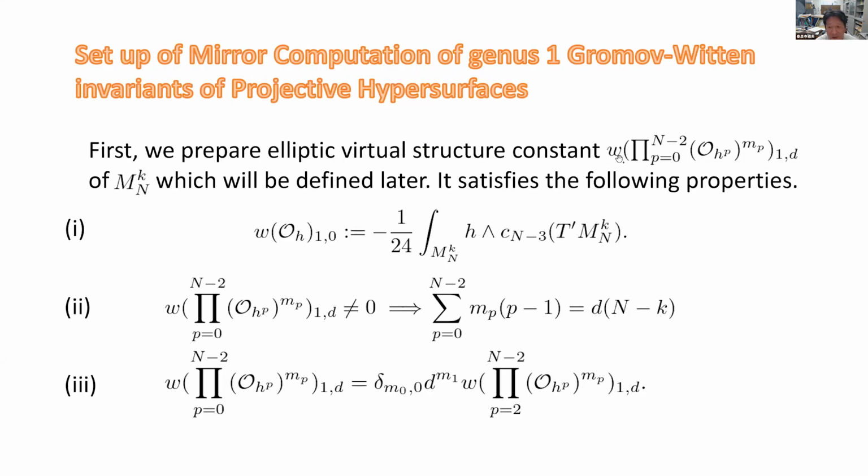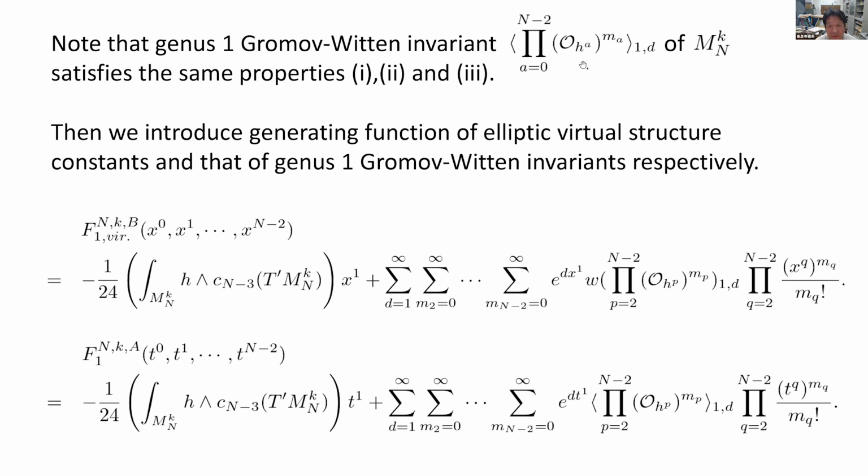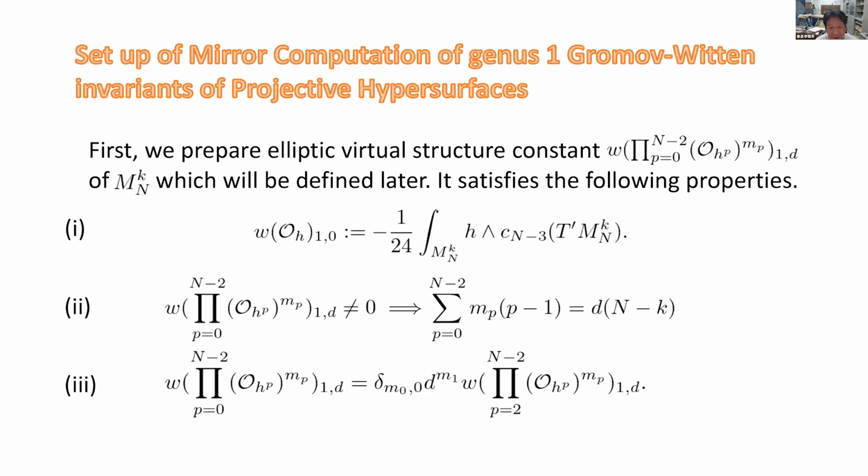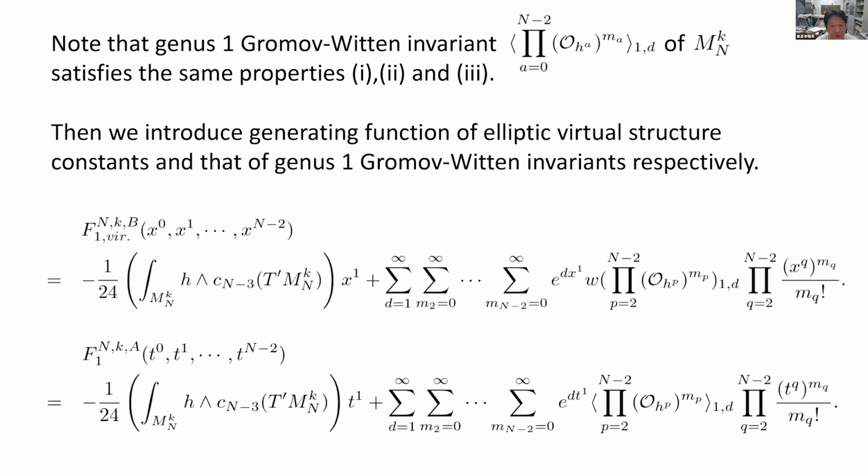So the W invariant and the Gromov-Witten invariant are rather similar, but in general, these two numbers are different from each other. And we want to say that the W vertical structure constant is much easier to compute. Then we introduce the generating function of elliptic vertical structure constants and that of genus 1 Gromov-Witten invariants, respectively. We call the B model generating function the generating function of the elliptic vertical structure constants, and the A model generating function the generating function of the Gromov-Witten invariants.